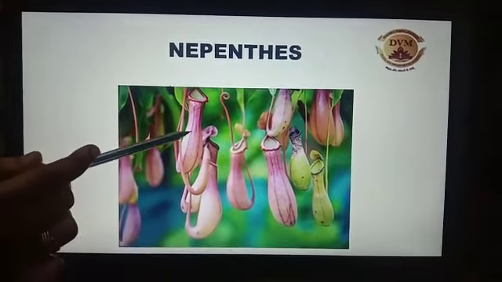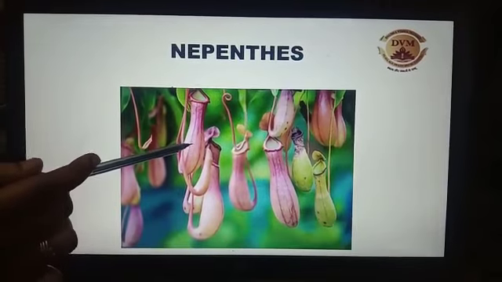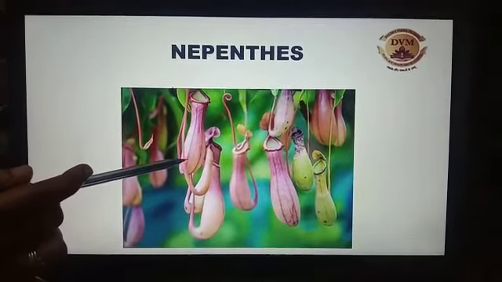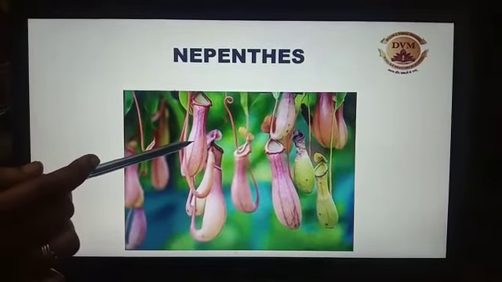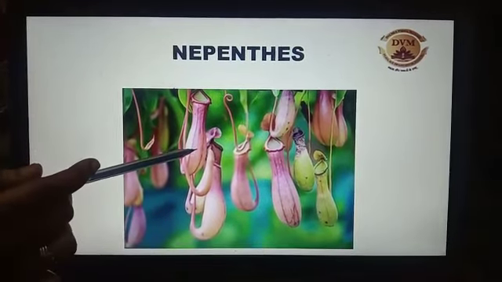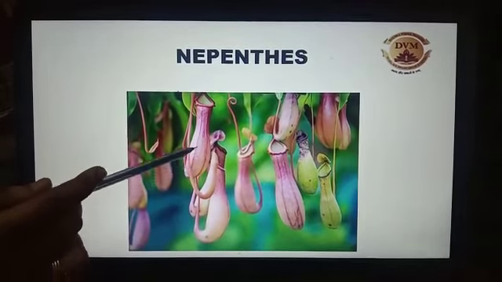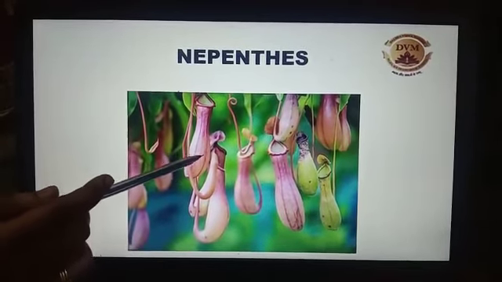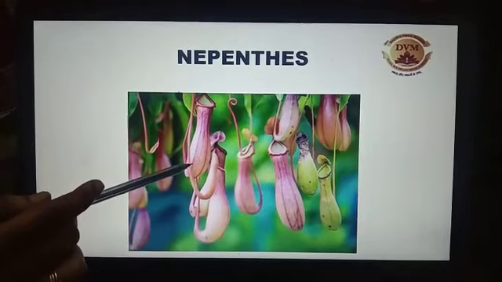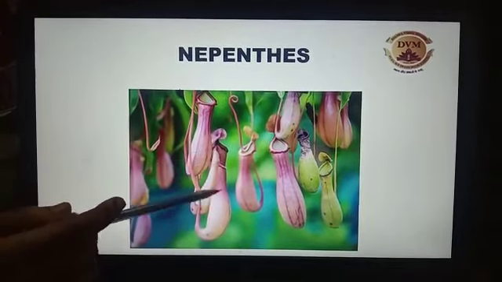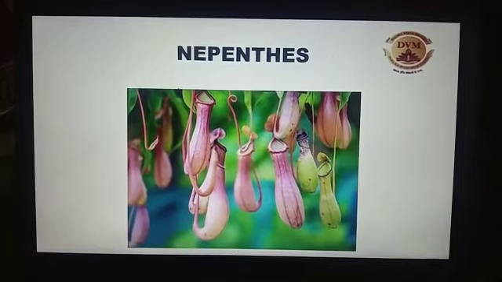And what is there inside? It is lined with hair-like structures. What will the hair-like structures be doing? They will not allow the insect to go out and will trap the insect inside this plant, and the plant will secrete digestive juices so that the insect will be digested inside. So the food is being obtained by the plant. This is the insectivorous plant.